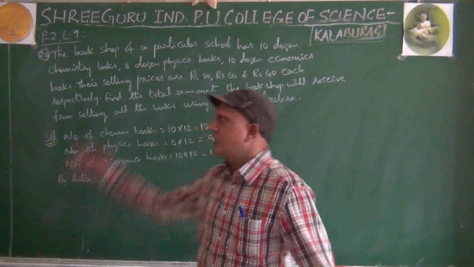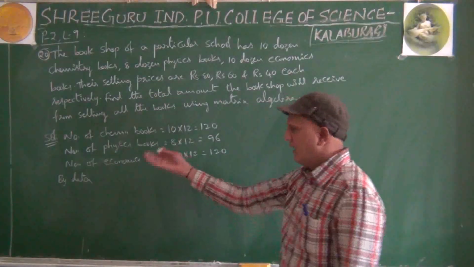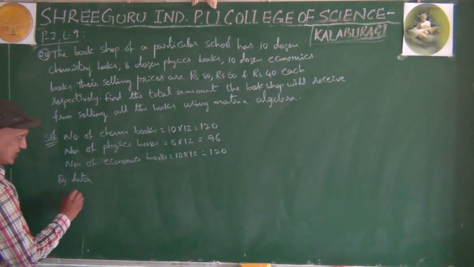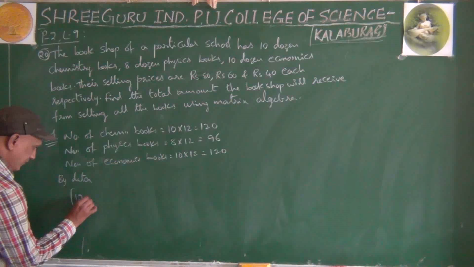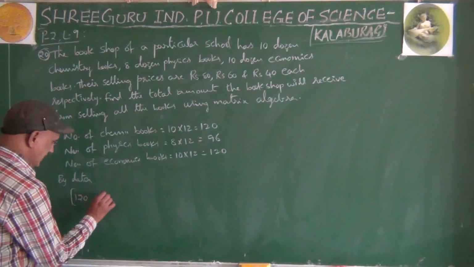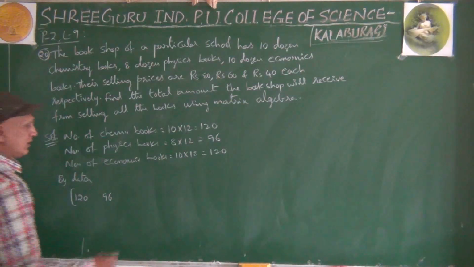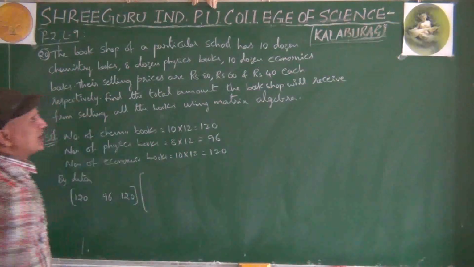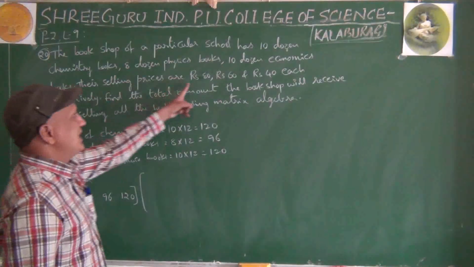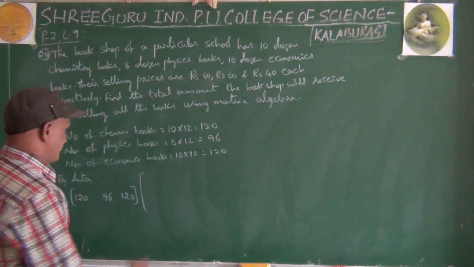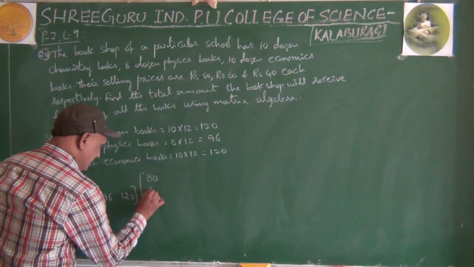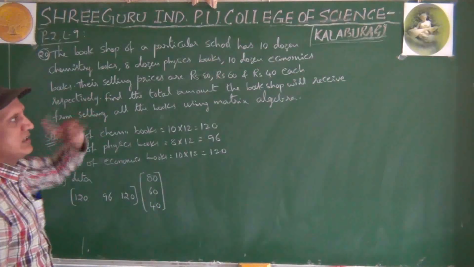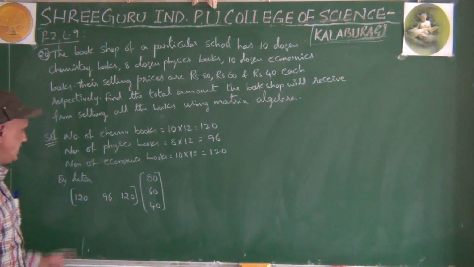That also you can write by converting the given data into matrix form. Otherwise by data, no problem. So chemistry books are 120, physics books are 96, economics books are 120. Their selling prices are 80 rupees, 60 rupees, 40 rupees each.